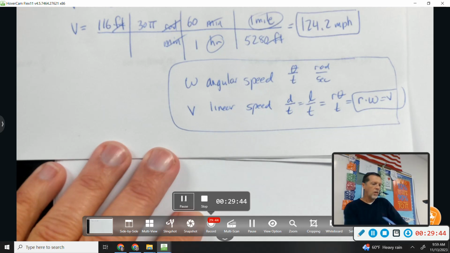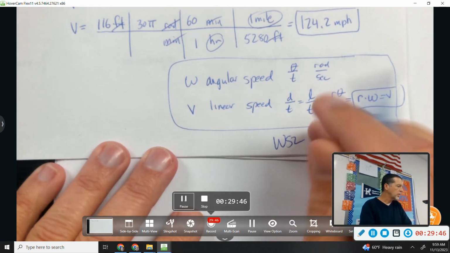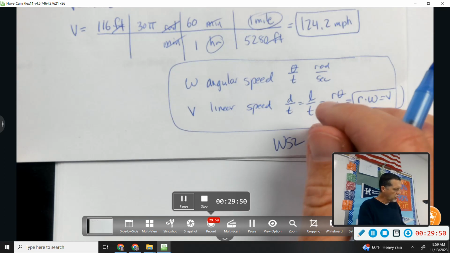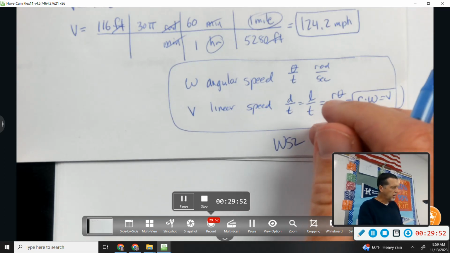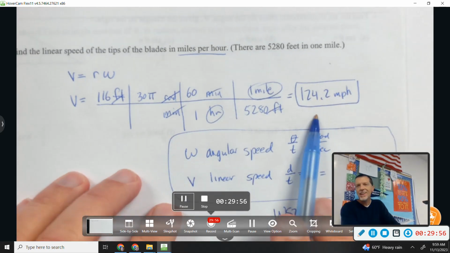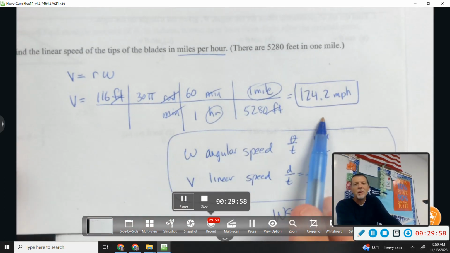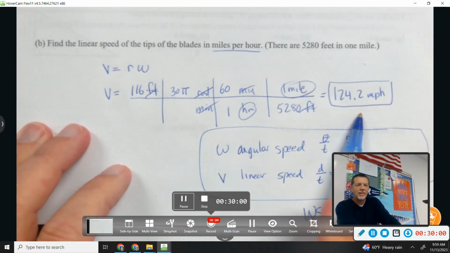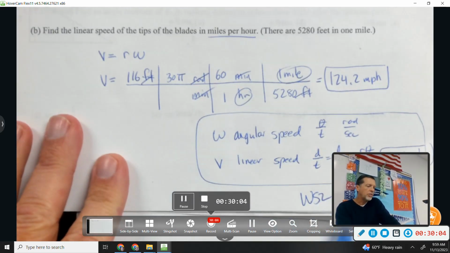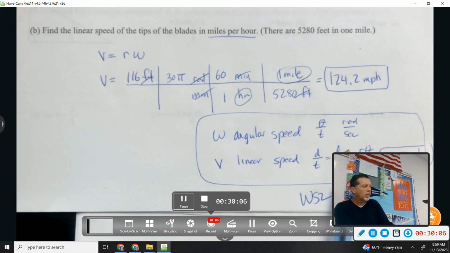Alright, the assignment is worksheet number 2. And it specifies on there some with calculator, some without. Because usually if we want linear velocity, we don't want that in terms of pi. We want a number, how fast is that fan blade moving at the very end. So the worksheet will tell you whether to use a calculator or not, per problem.